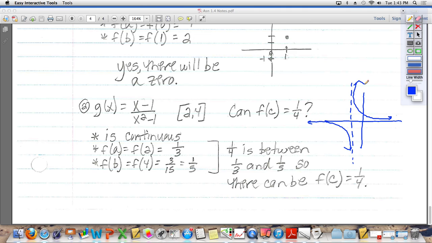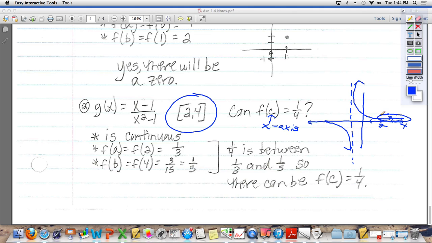We are trying to figure out whether or not we can find a C value. That just means some value on the x-axis. Some x-axis value that will get us 1/4. Is there some x value that's going to get us 1/4? So notice though we are talking about only this interval. We are only talking about the values from 2 until 4. So this graph is not continuous. Would you agree? But hopefully you would agree that it is continuous from 2 until 4.